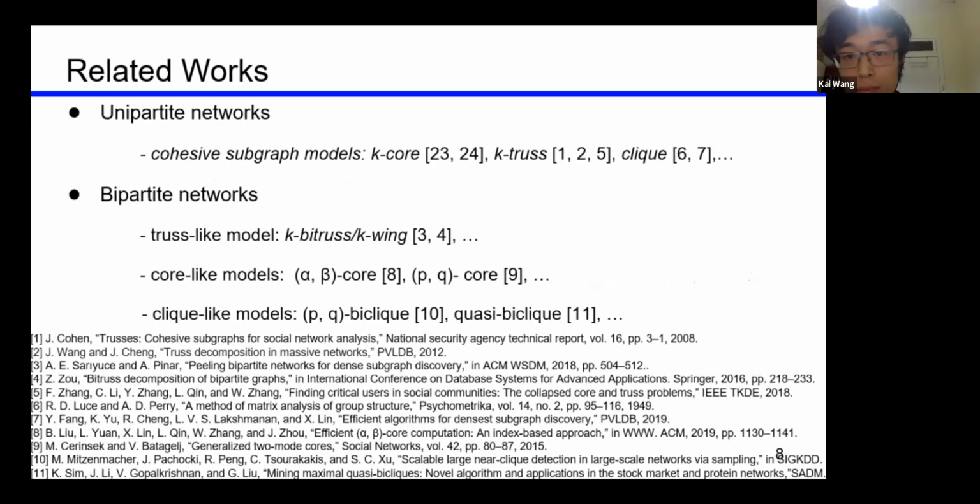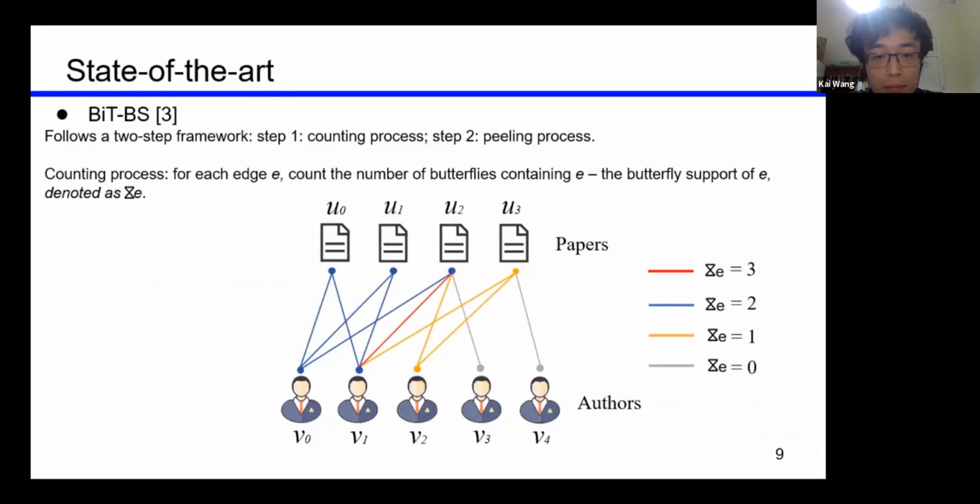Here is the related work. On unipartite networks, there are many well-known cohesive subgraph models, such as k-core, k-truss, and clique. On bipartite networks, researchers have defined truss-like models, core-like models, and clique-like models. So our model is a truss-like model. And these are two existing solutions to this problem.